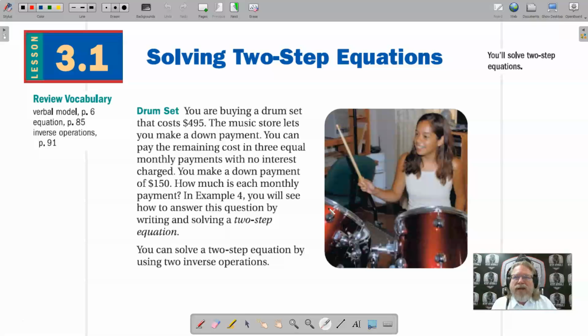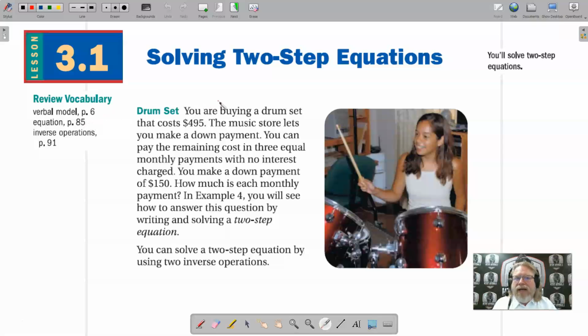Hello, this video is for lesson 1 of chapter 3, so we're doing lesson 3.1. This lesson is titled Solving Two-Step Equations, where we'll solve two-step equations. Our review vocabulary is verbal model, equation, and inverse operations.